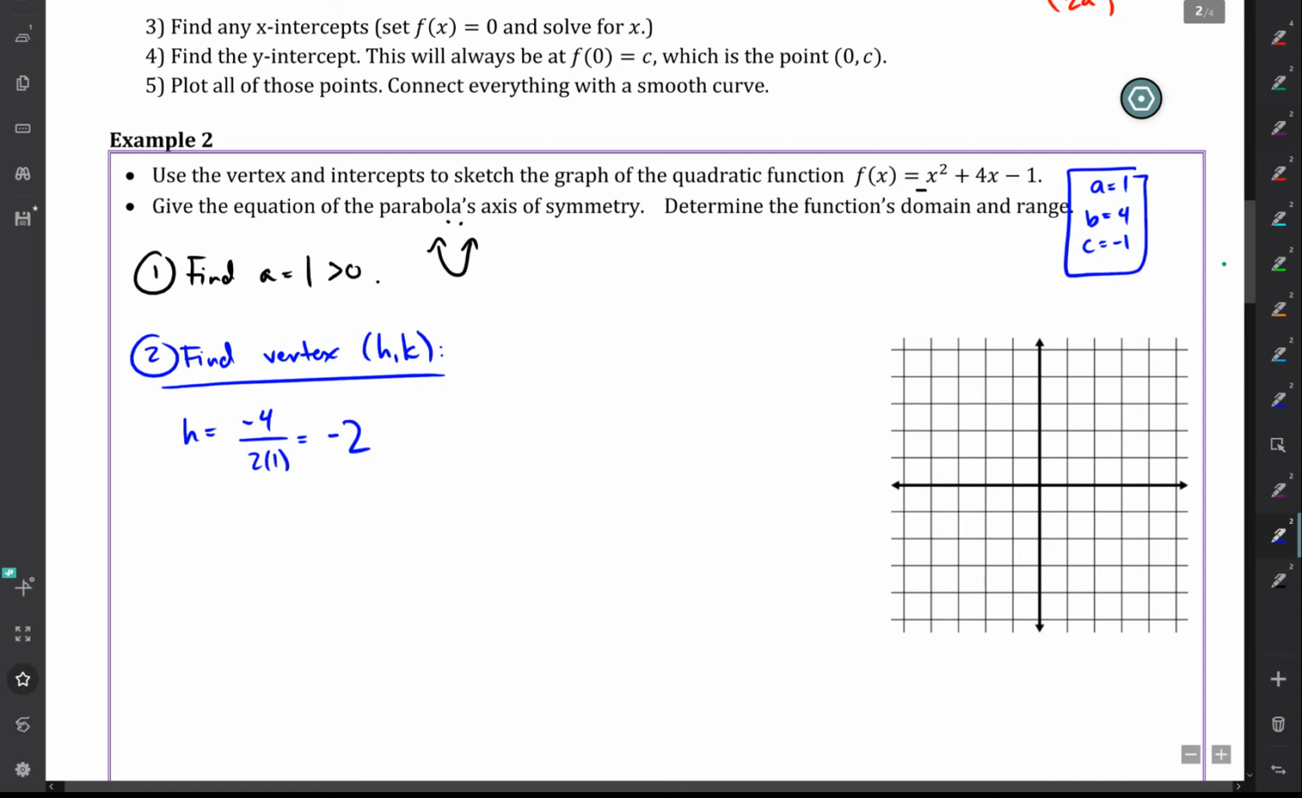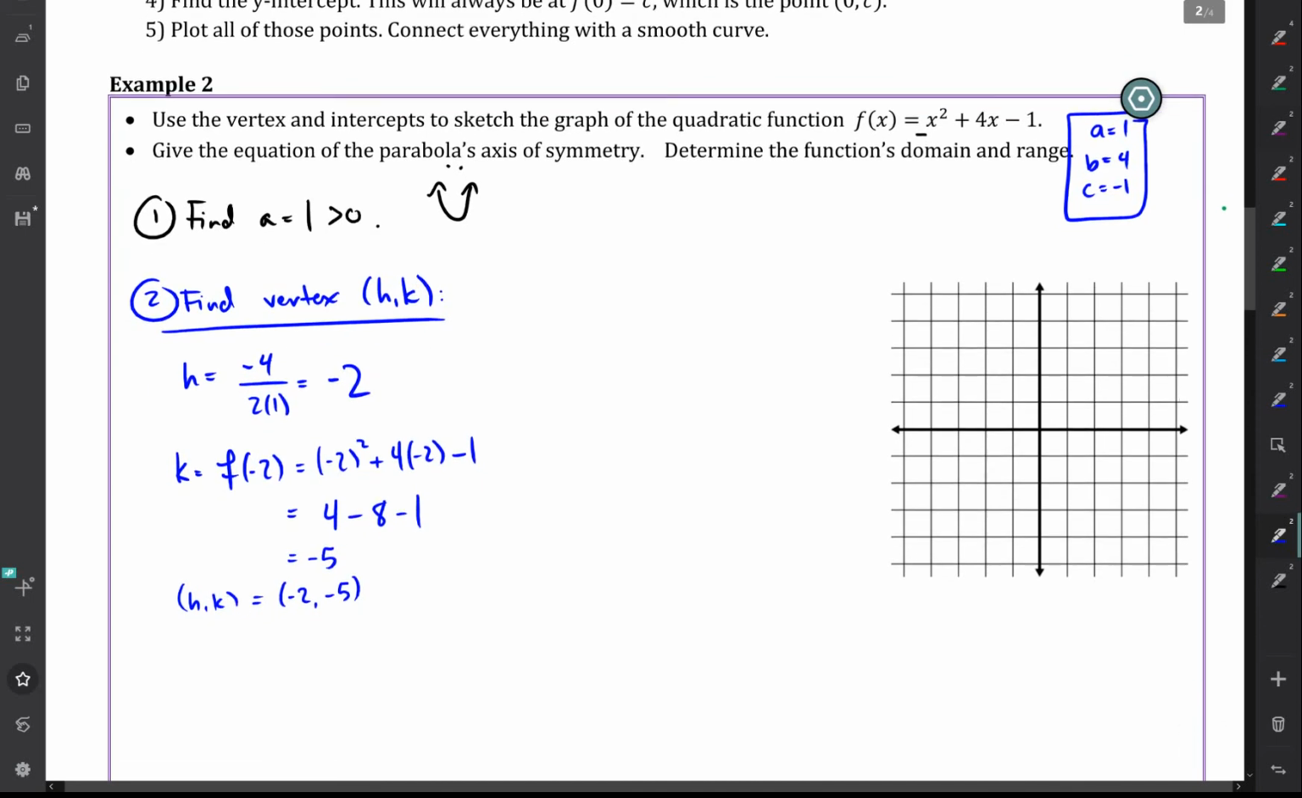And then to find the k value, the y value of the vertex, you just take f of negative 2. So that's negative 2 squared plus 4 times negative 2 minus 1. Well, what does that give us? That gives us 4 minus 8 minus 1. That's negative 5. Okay? So what I just found is that (h, k) should be equal to (negative 2, negative 5).